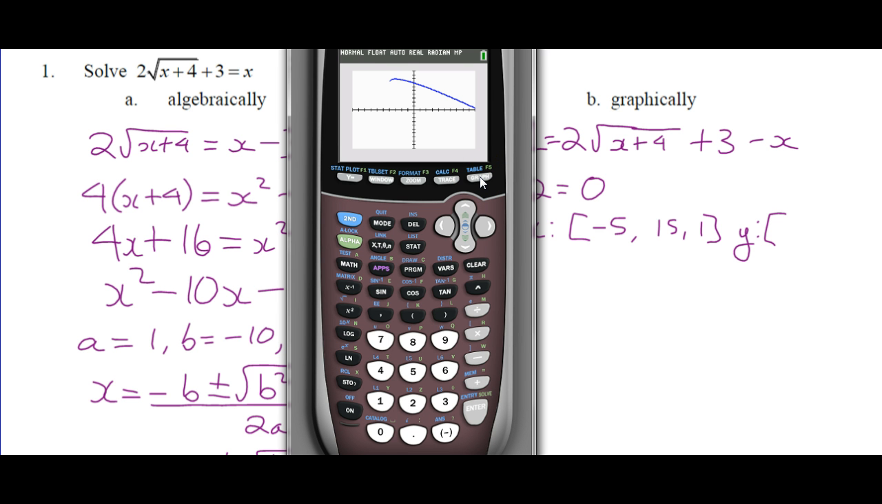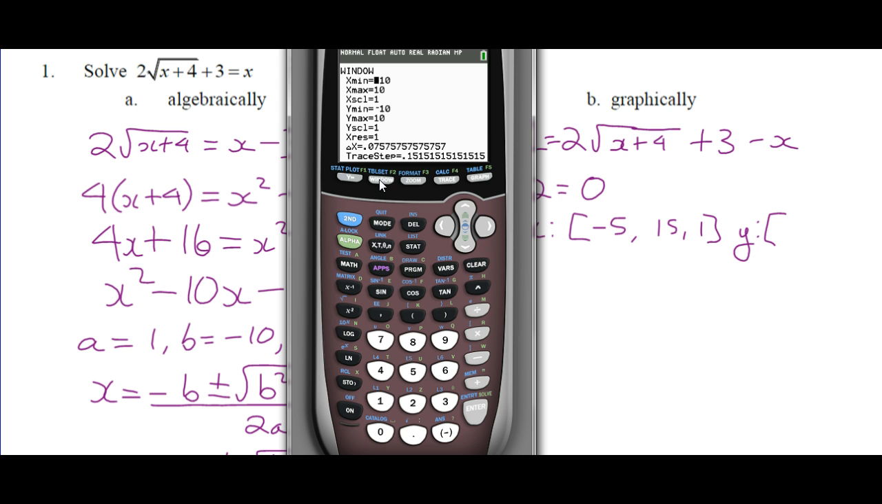Okay, so there's my graph. This is in the standard window, so I can see that I need to be looking over here because I'm looking for the x-intercept. So I'm going to move that out a bit. And I don't really have to go that low on this. Again, I'm just looking for the x-intercept.